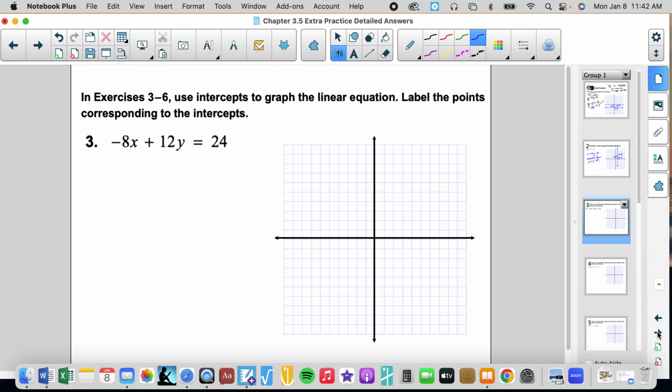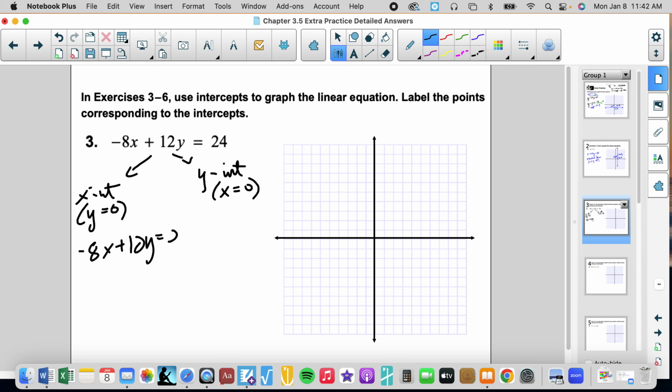Here we have standard form. Use intercepts to graph the linear equation, label the points corresponding to the intercepts. So what we're looking at is standard form, and when we have standard form, we're going to look for the x-intercept. We always know that the y value for the x-intercept is 0, and when we look for the y-intercept, we know that the x value is always going to be 0. And we would plug that in. So we'd start off with this equation, negative 8x plus 12y equals 24. Let's plug in 0 for y.